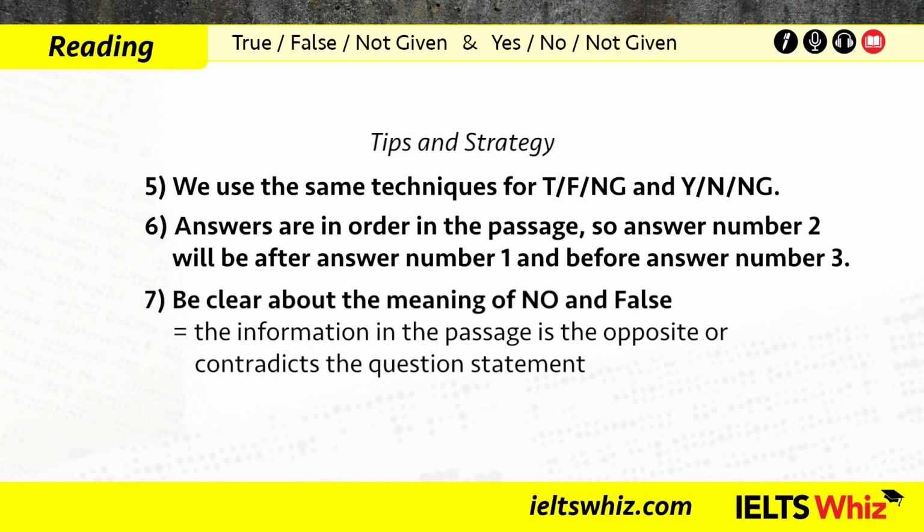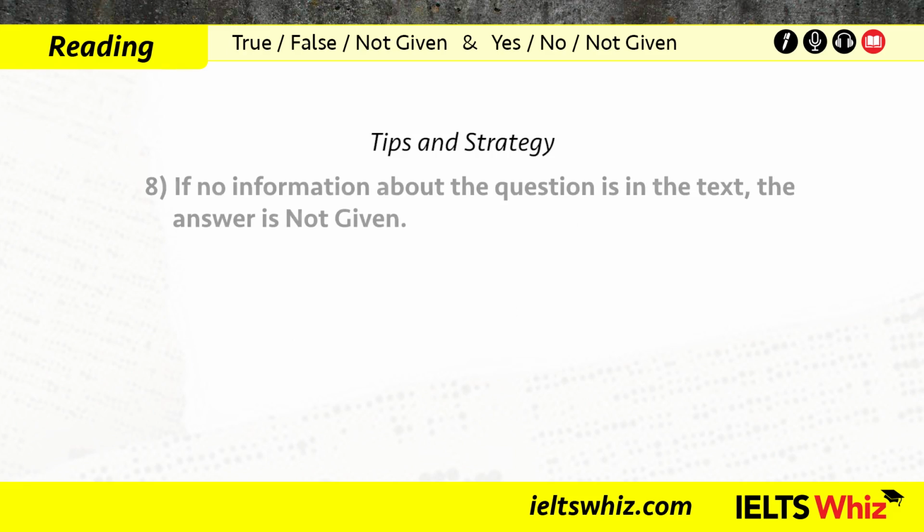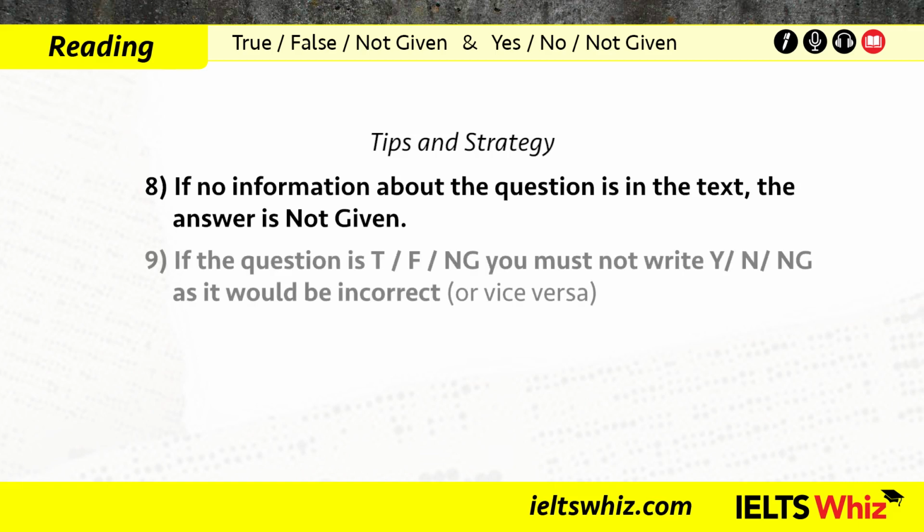Be clear about the meaning of no and false. No and false means the information in the passage is the opposite or contradicts the question statement. If no information about the question is in the text, the answer is not given. If the question is true, false, not given, you must not write yes, no, not given, as it would be incorrect, and also vice versa.